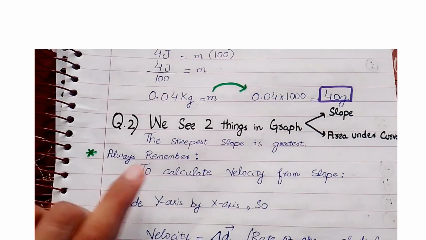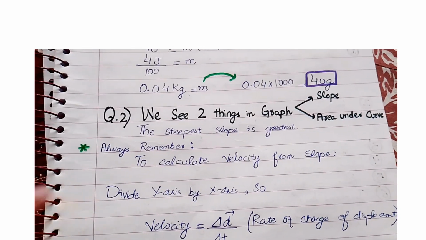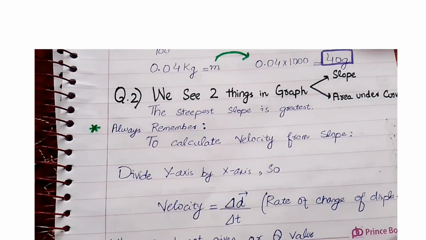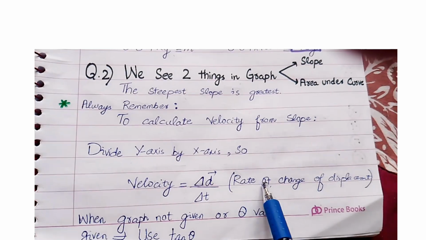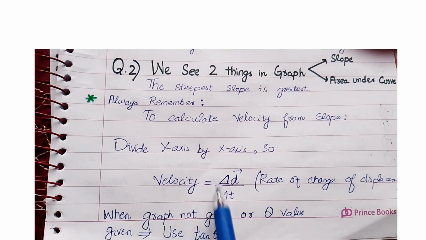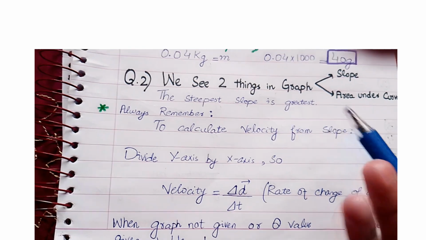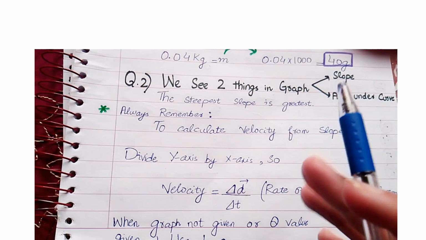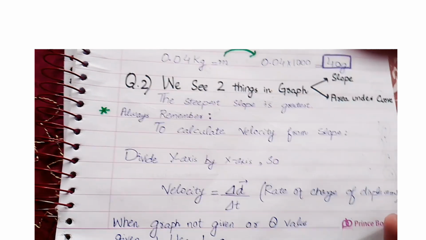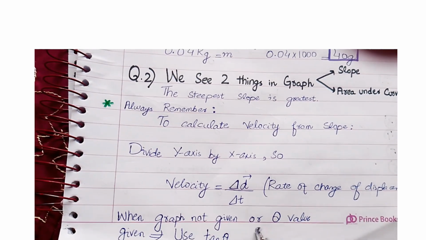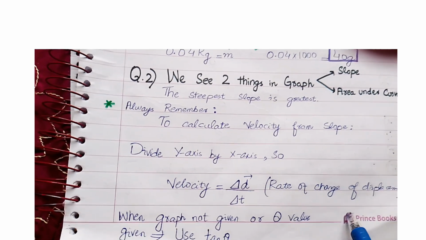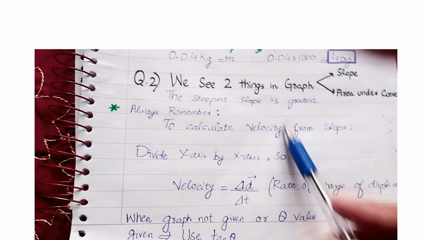I have very interesting points for this concept. To calculate velocity from slope, I told you to divide y-axis by x-axis, so velocity is equal to delta d, or delta displacement, divided by delta t, that is the rate of change of displacement. When the graph is not given, they can also give just the theta value instead of the graph. Through the theta value we can also calculate the slope, and we calculate it by tan theta. Then tan theta will give us the angle at which the graph is made.